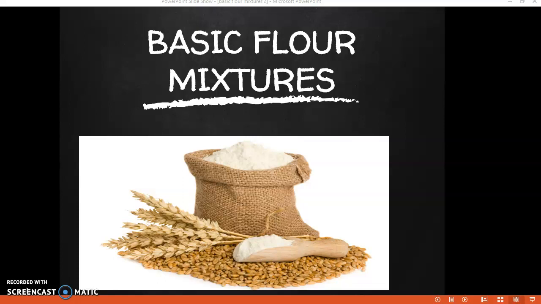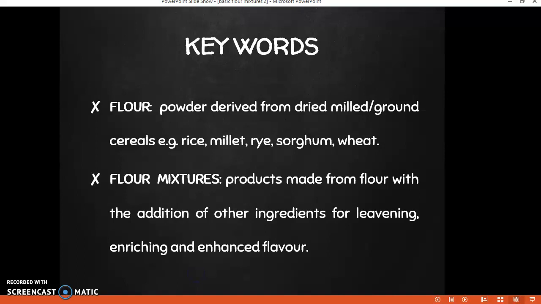This is Efua Chinebeidu. Our topic for today is basic flour mixtures. We'll start by looking at some of the definitions.